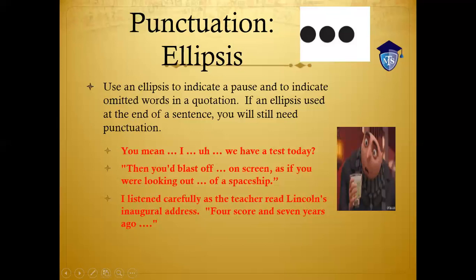Example three: "I listened carefully as the teacher read Lincoln's inaugural address, seven years ago..." Now here it shows that the text does not end. That is the beginning of the sentence, or the beginning of a story. So there is a completion for it, but we're not going to mention it all, so we put ellipses. Remember, as it was noted before, if the ellipsis comes at the end of the sentence, you still have to put a normal punctuation, like a comma, a full stop, a question mark or exclamation, or whatever.